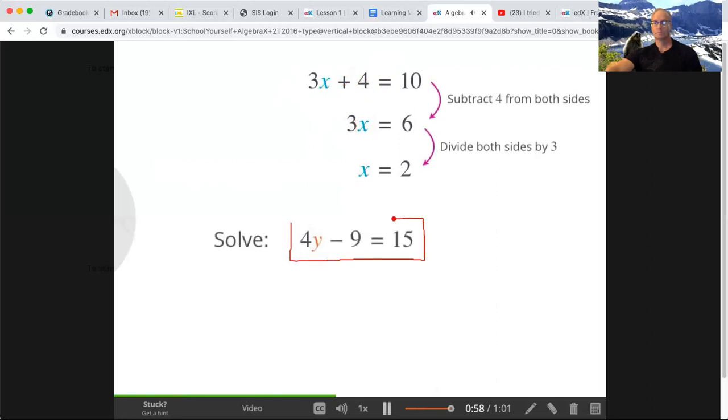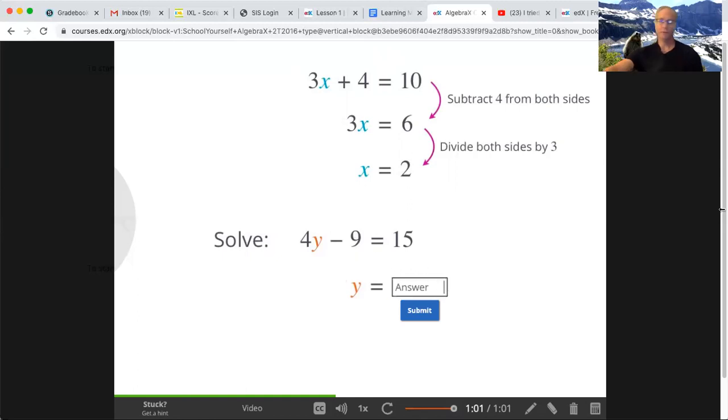4y minus 9 equals 15. This is where you should pause the video and do it yourself. You, of course, are going to do the problem. Can you solve for y? And you're, of course, supposed to add 9 to both sides and divide by 4 and put your answer in. Exactly, so y equals 6.